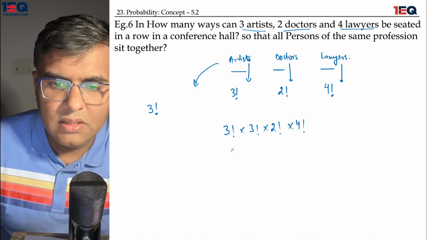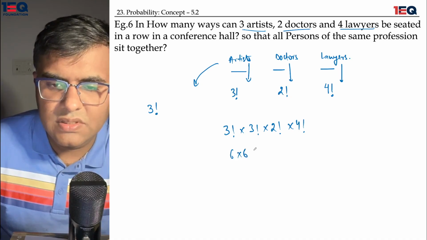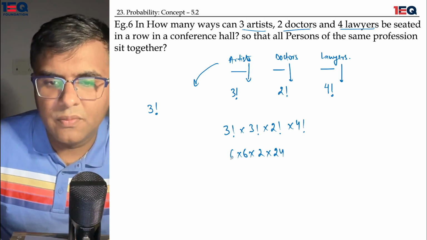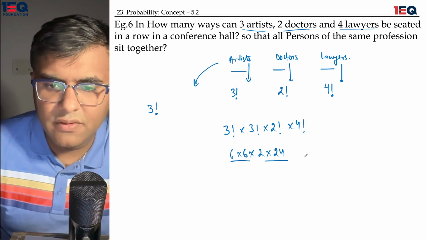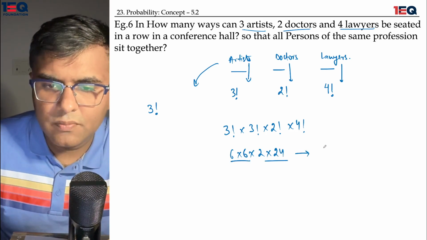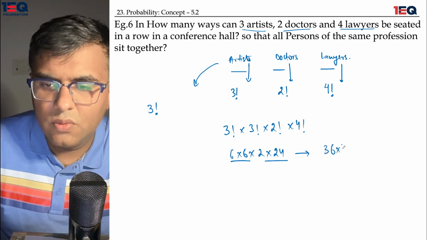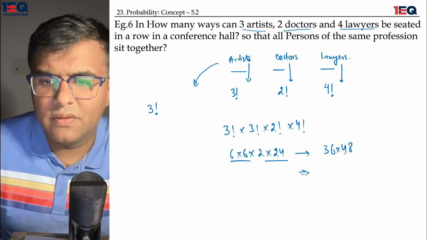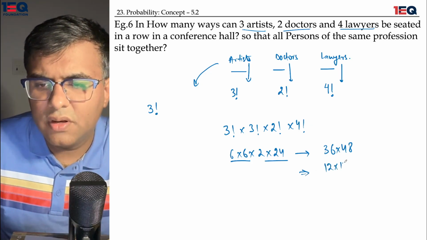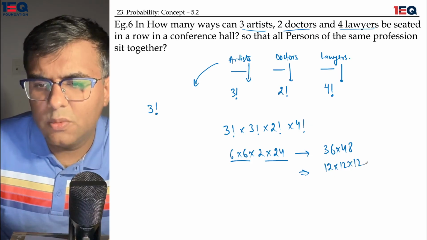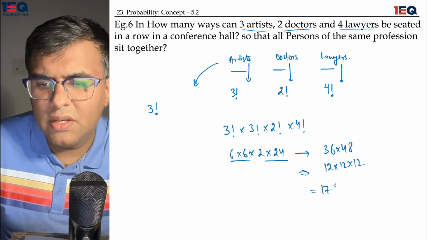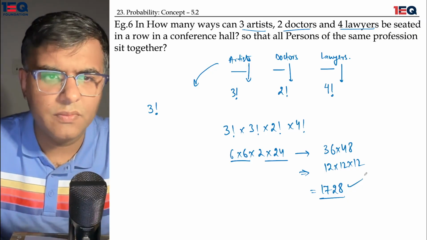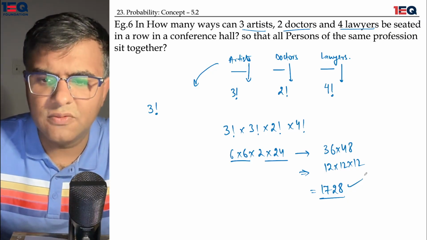This would give me 3 twos are 6, then again 3 twos are 6, 2 ones are 2, and 6 fours are 24. So what do I have here? I have here 36 into 48, or this is nothing but the cube of 12. Why? This is 12 into 12 into 3 into 4, that is again 12. So the cube of 12 is 1728, which is my final answer. Okay, good enough. Let's move on.